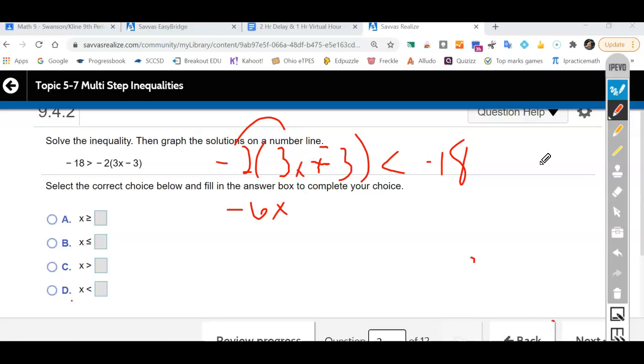So -2 times 3x, -2 times 3 is -6, and then the x comes out. -2 times -3. I know that 2 times 3 is 6. A negative times a negative gives me a positive. So I've got -6x. Oh, I forgot my plus in here. Plus 6 is less than -18.